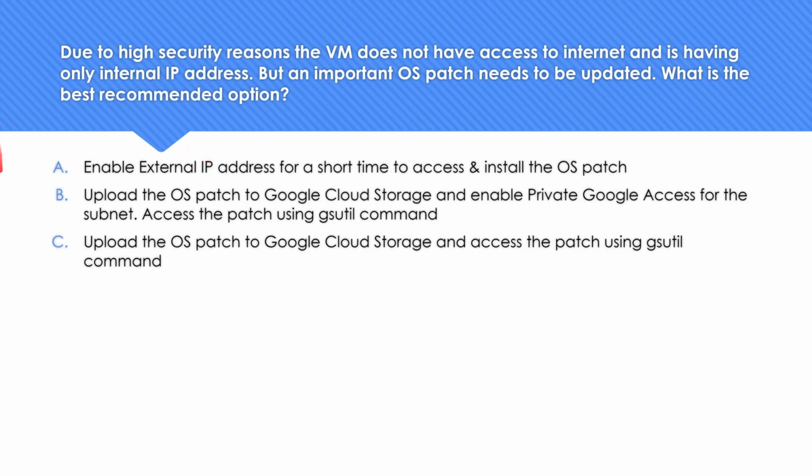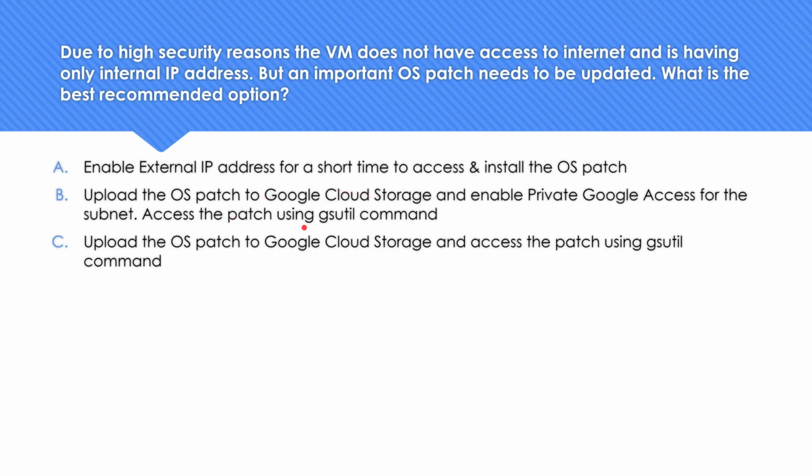discarded. So option B: upload the OS patch to Google Cloud Storage. Somehow you get an offline version of the patch. There could be some options to download it from the internet, upload it to a Google Cloud Storage bucket, and enable private Google access for that specific subnetwork where this VM is running, then access the patch using the gsutil command.